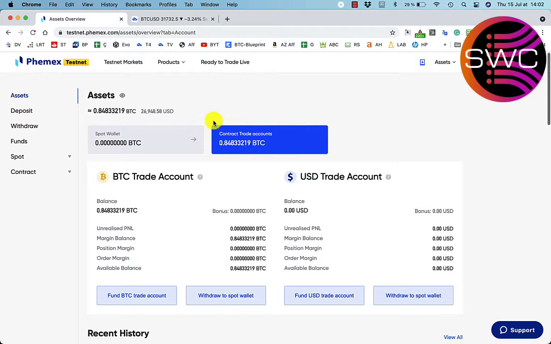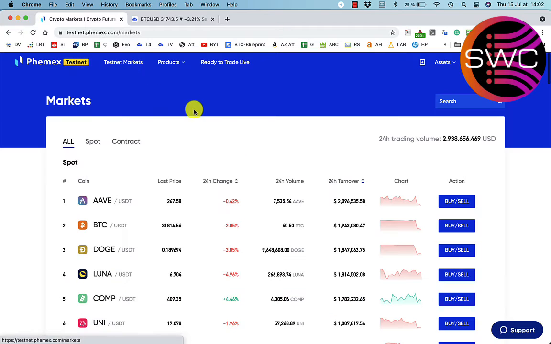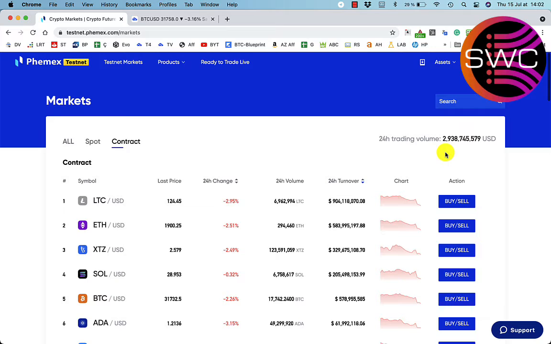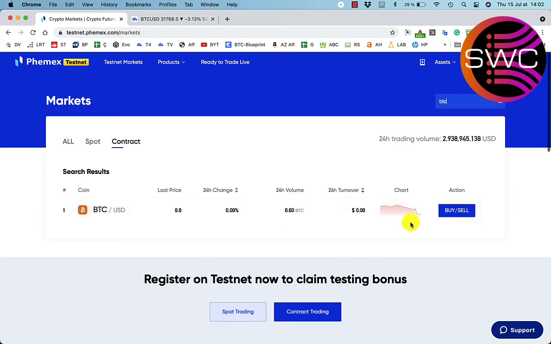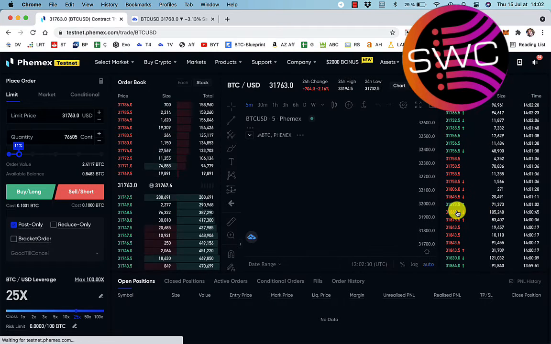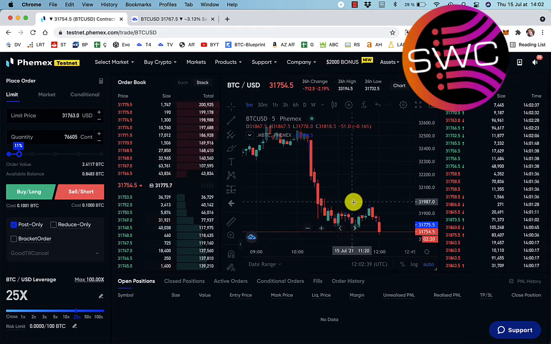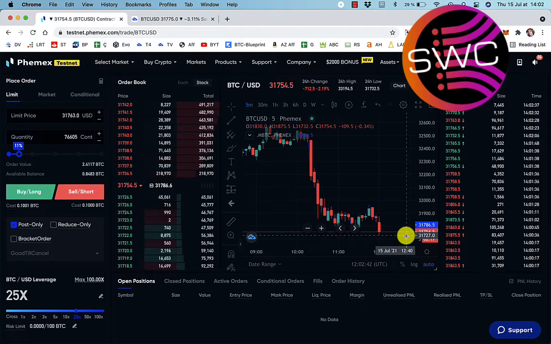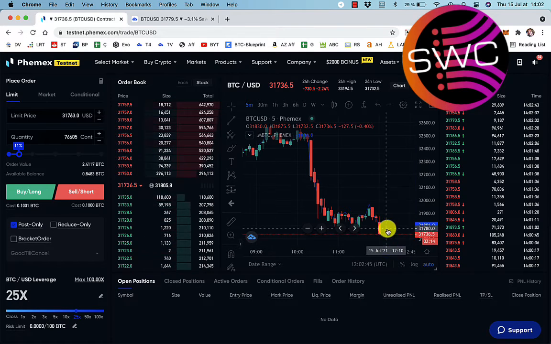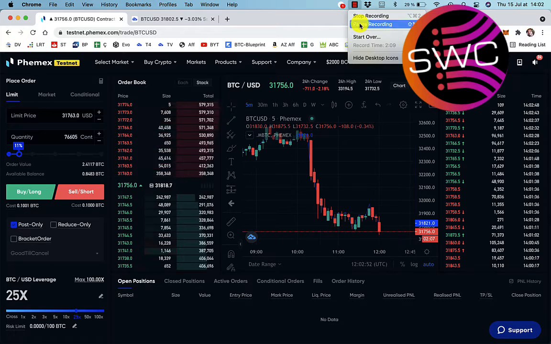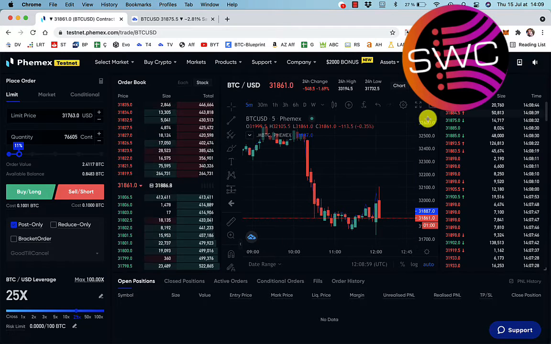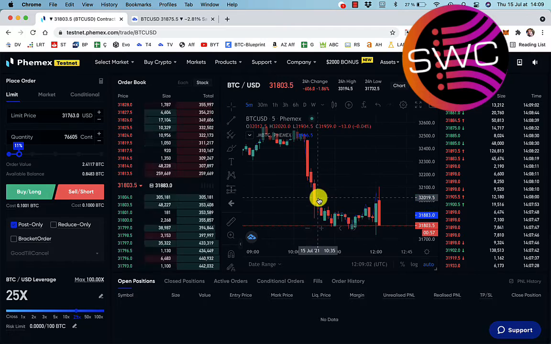Once you've got that funded, you can go over to the markets, and we're going to be doing contract, and we're going to be looking at BTC. So BTC USD is the pair, and we go to buy or sell, which puts you into the normal trading platform. Recently there's been quite a good opportunity here because the price has been falling quite well. So what we're going to try and do is catch a low down here somewhere.